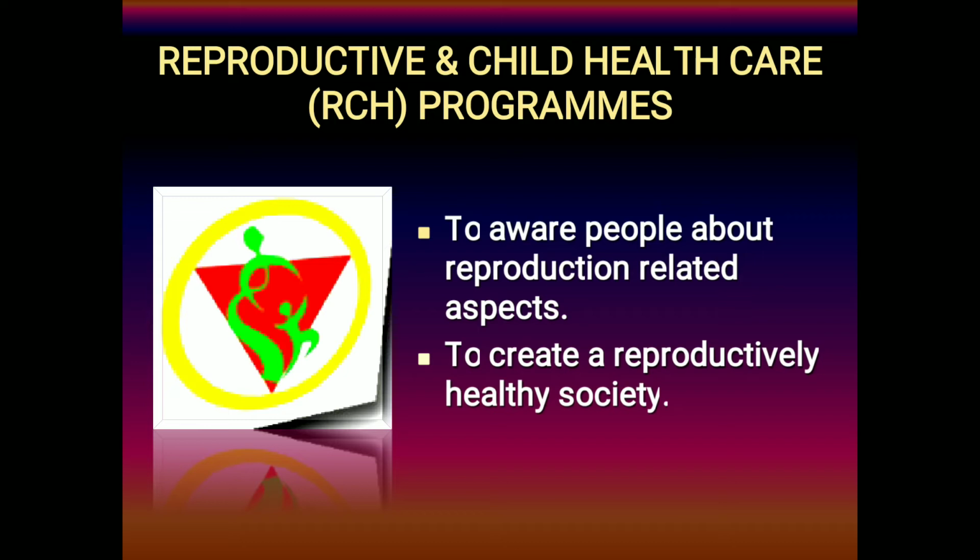Why were these programs implemented? To make people aware about reproduction related aspects. We need to educate people about reproduction and a healthy reproductive life. So to create awareness among the people, these programs were implemented, and to create a reproductively healthy society. Education should be given not only to individuals, but within the society. So henceforth we are studying reproductive health in this second PU syllabus. The main aim of adding this concept in your syllabus is to educate you, so that you can educate the next generation, the next coming youths.